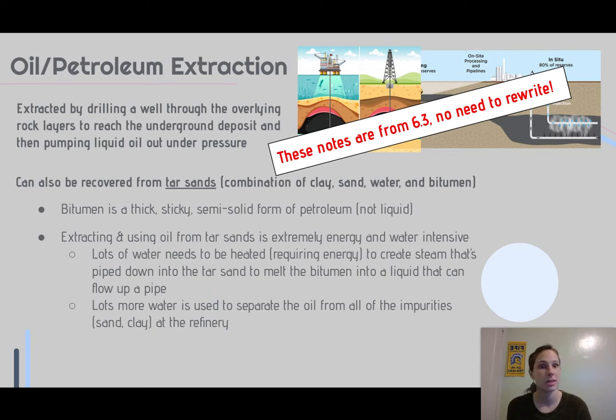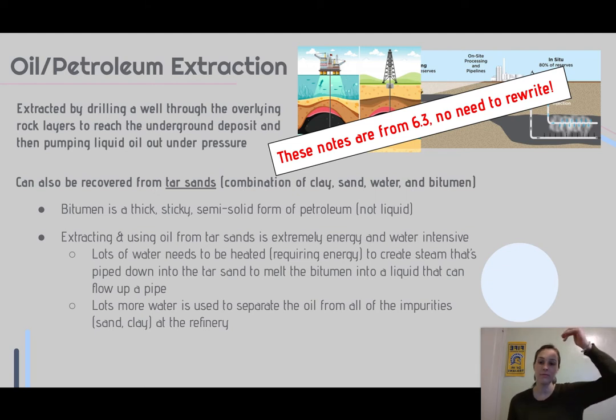Now, you have seen these notes before, so you do not need to write them down, but since we're talking about oil and petroleum and fossil fuels, I'm just going to really quickly recap it and give a reminder of how it is that we extract this oil and petroleum from the environment.